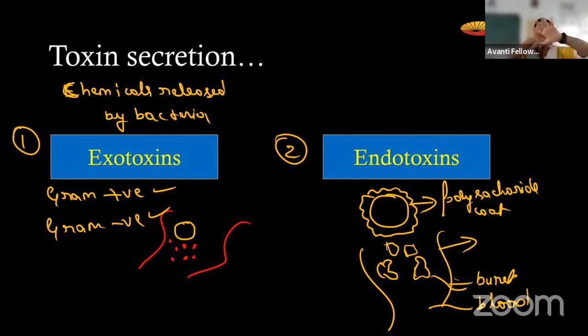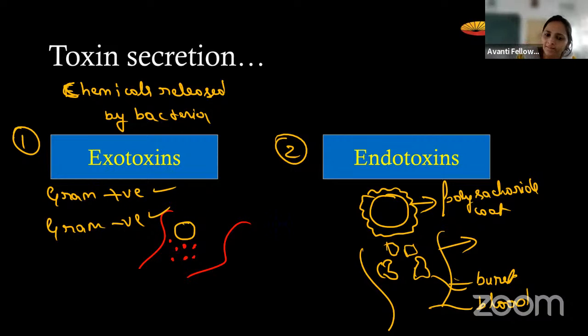Okay. So see here, that polysaccharide coat is only the endotoxin. Whenever this bacteria goes inside the blood, it will burst. Whenever it bursts, it releases the polysaccharide coat, thereby causing the disease. Okay. So that's why it is called the endotoxin. It is inside the part of the bacteria.